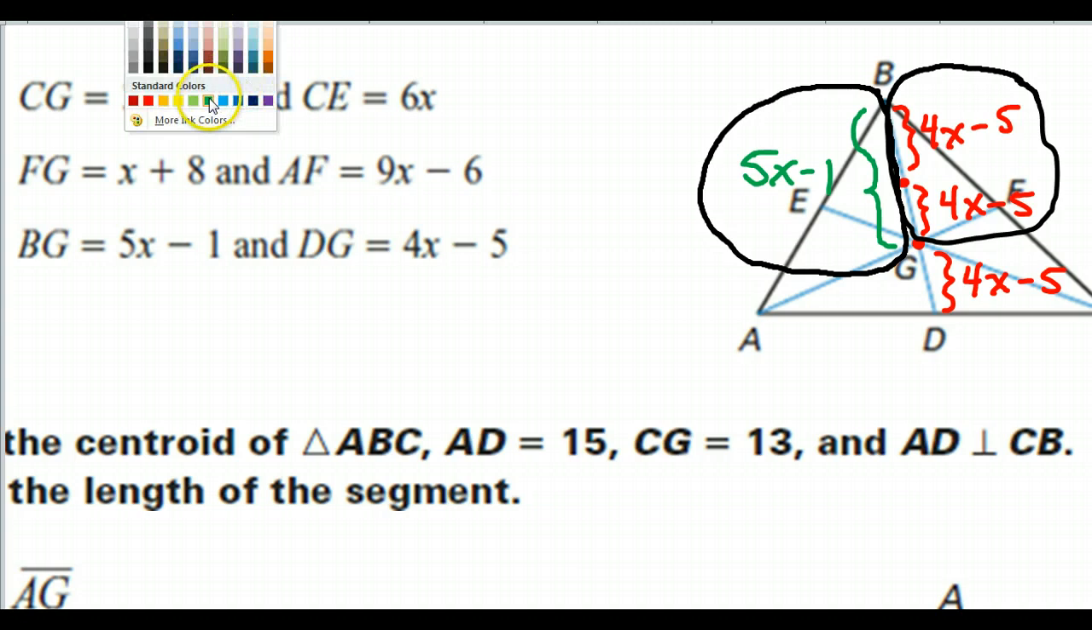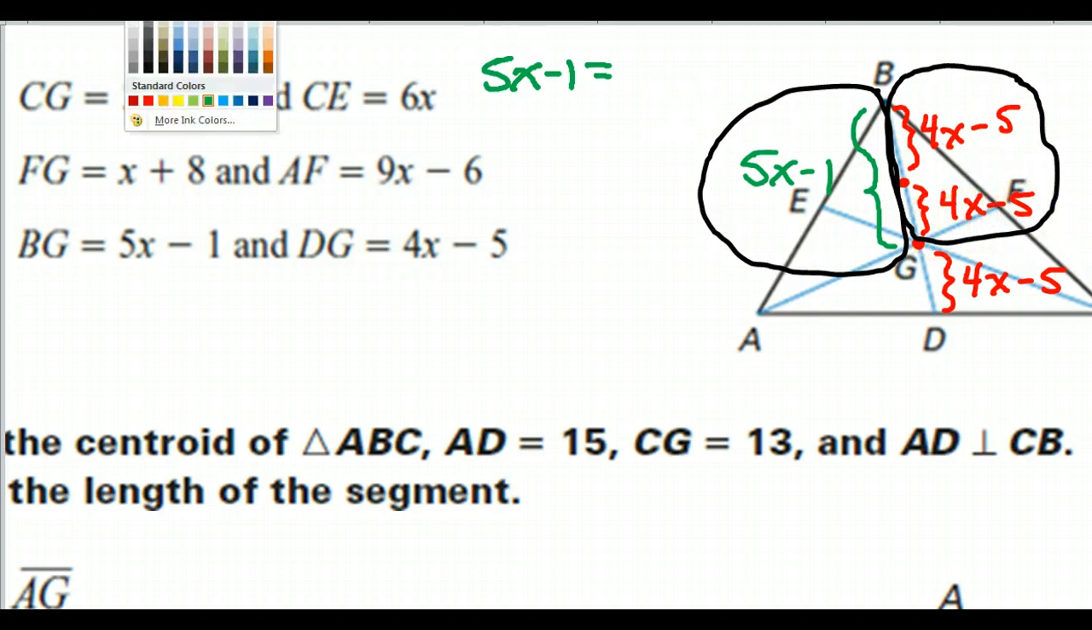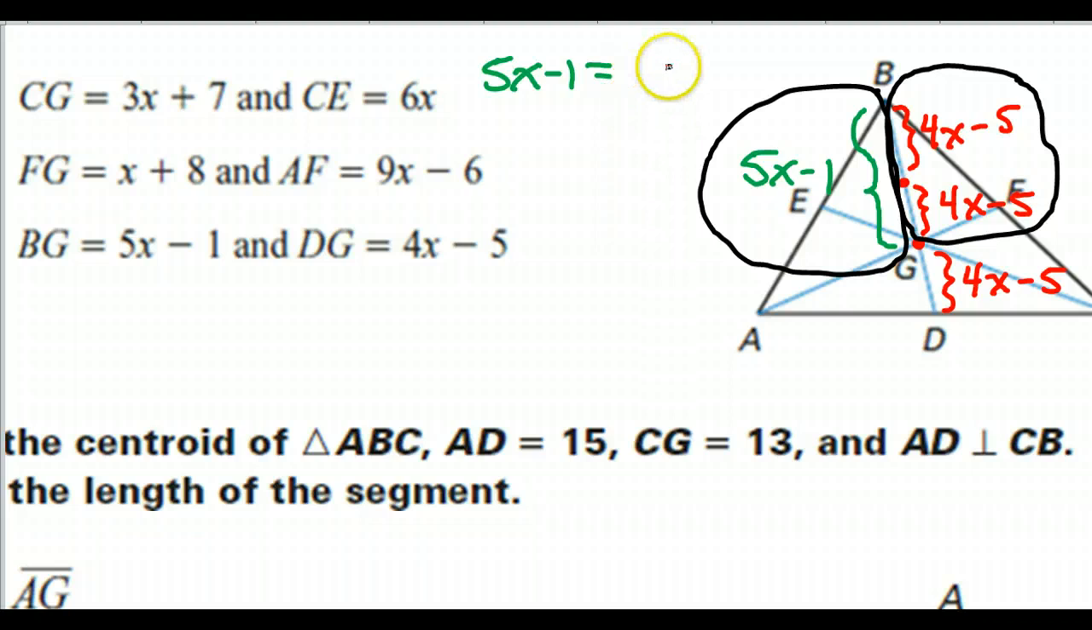Let me go back to my colors. On the left side of the equation I can put 5x minus 1 because that's what I have on the left. Now on the right hand side I have two pieces that sort of need to be put together. 4x minus 5 plus another 4x minus 5. We'll just combine like terms to make the right hand side of this equation.